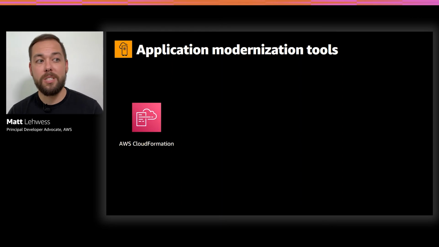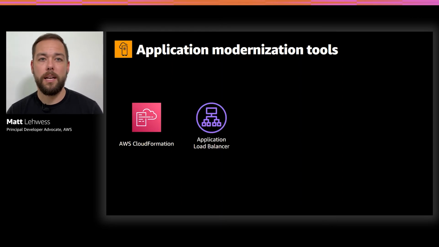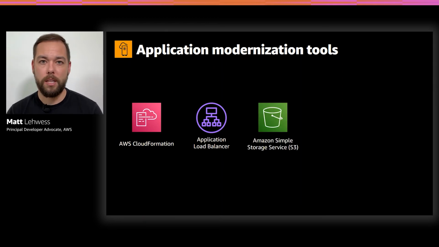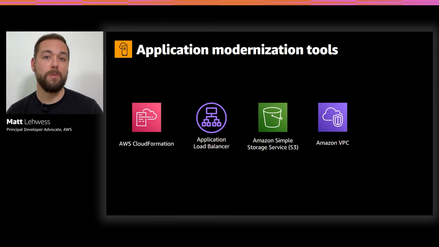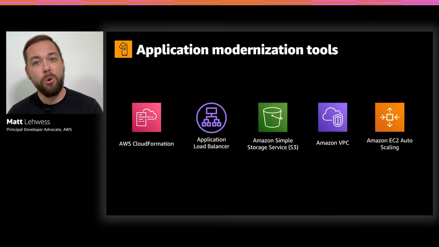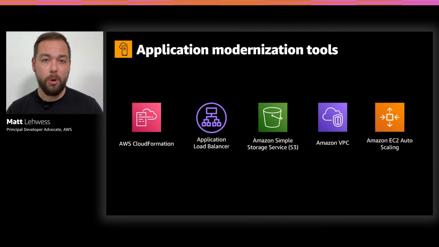With Outposts, you can still use CloudFormation as well. But then we also have things like application load balancer, S3 storage locally in an outpost, Amazon VPC, which we've talked a whole bunch about, and then lastly, auto scaling inside the VPC, inside the outpost. And so what you can do now is you've essentially got servers that are on premises managed by AWS inside an outpost rack, and you've got instances operating on top of that hardware, and you can scale out or scale in or horizontally scale those instances depending upon your user demand.